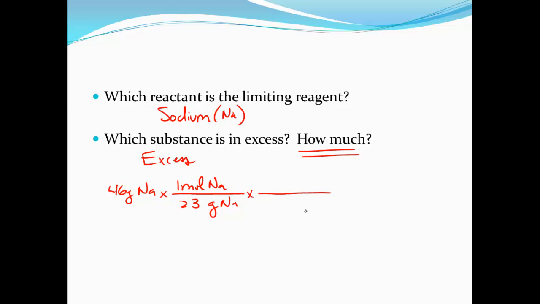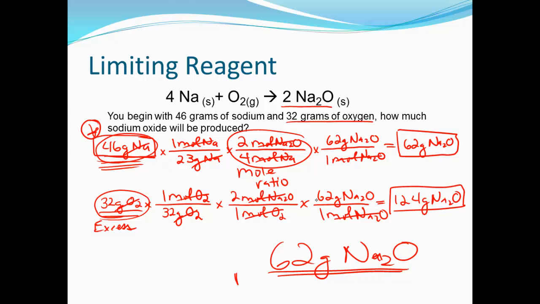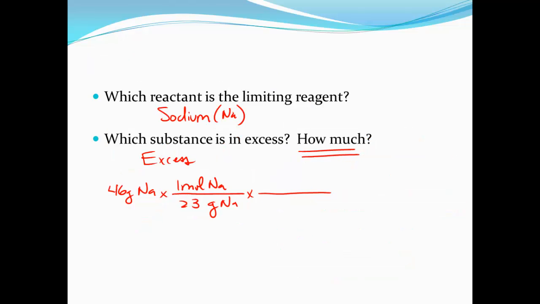Now using our mole ratio from our balanced equation, let's go back. We need to convert our moles of sodium into moles of oxygen. So look right here. For every 4 moles of sodium, 1 mole of O2. And then we want to compare the masses. So for every 1 mole of oxygen, there are 32 grams of oxygen.